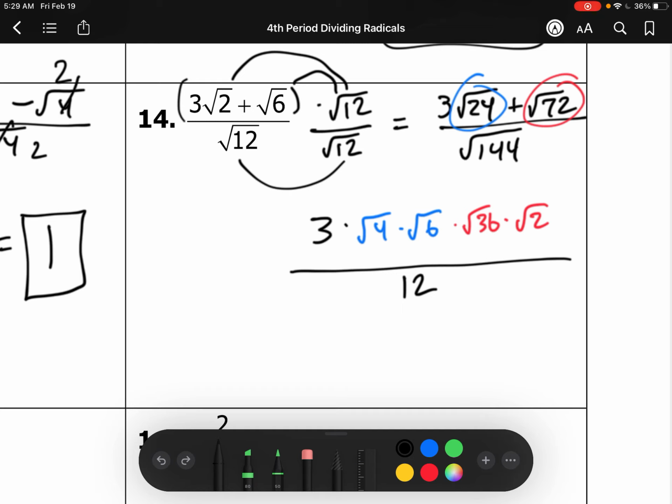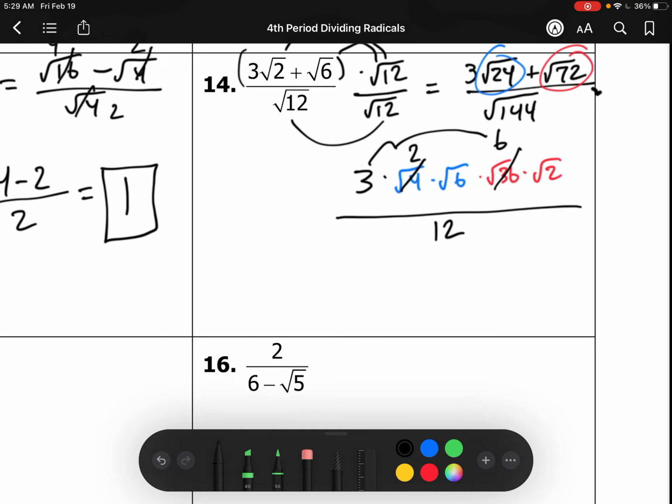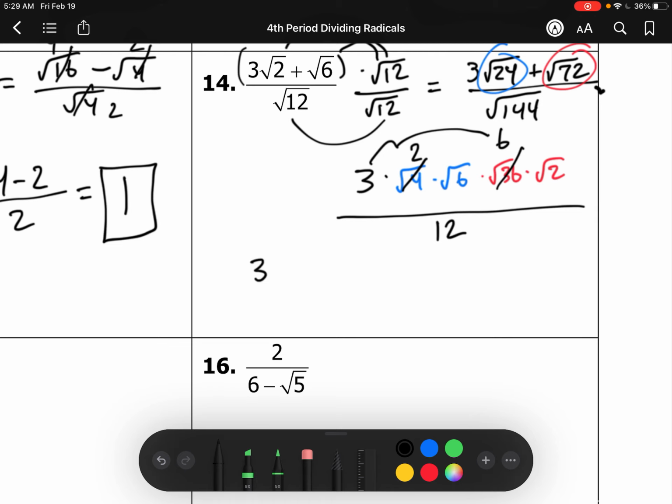All right, so now let's go ahead and simplify. The square root of 4 is 2. Square root of 36 is 6. So I have 3 times 2 times 6, which is 36. And actually, sorry, we can't do that because of this plus sign right here. This is plus this, right? So we're actually doing 3 times 2, which is 6.